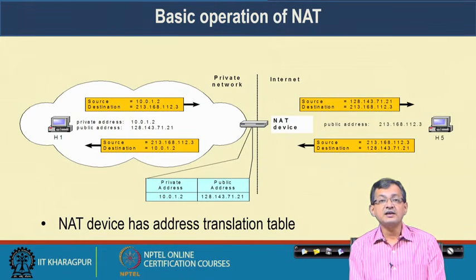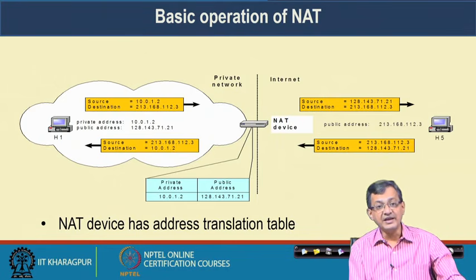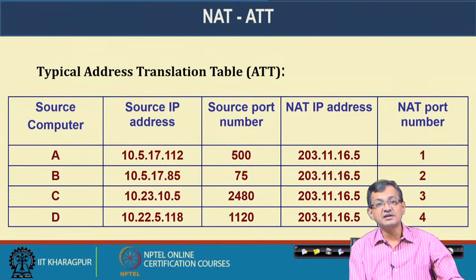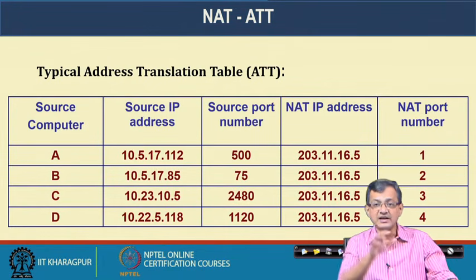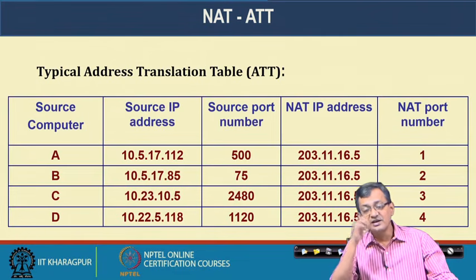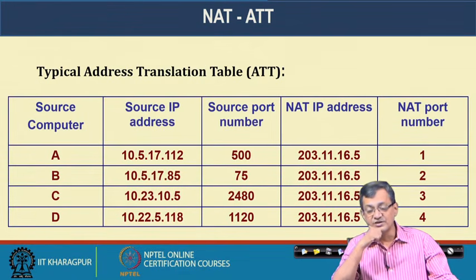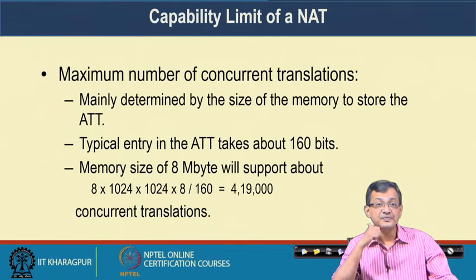So, an IP device has an address translation table, or ATT. It is typically like this address translation table: the source is computer A, with this source IP, and the NATing IP is this one at port number 1. So, it is NATed and this table is maintained, so that it can decipher where the request came from and who will get the response.